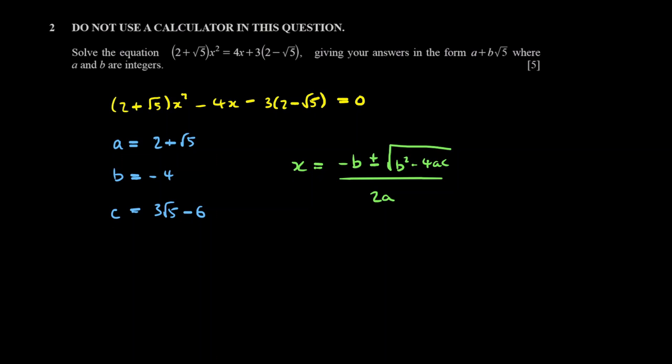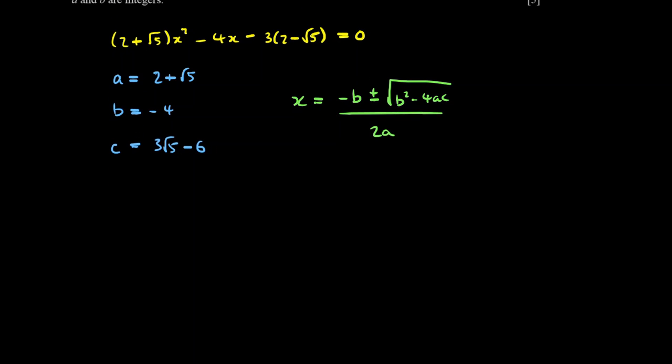by 2a. Now, what I would suggest is that you break this problem down and consider the b squared minus 4ac first. Because if you try to include all of the algebra in one line, then it gets very long, it gets quite confusing, and the chances of you making a mistake are quite high. So we're going to deal with the b squared minus 4ac first. Let me just do that.